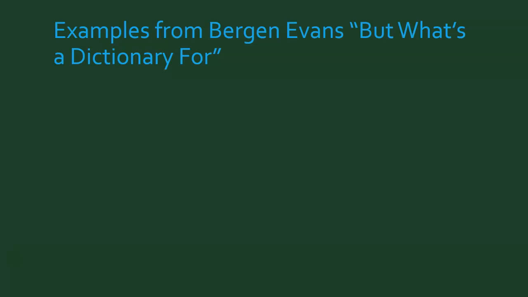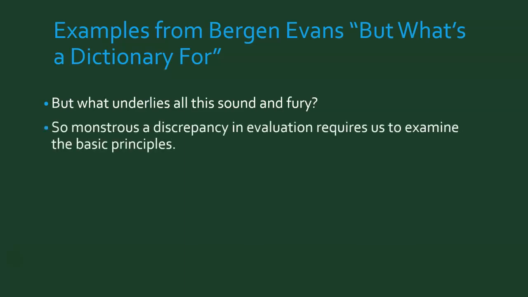So there's a couple of examples here from Bergen Evans' article "But What's a Dictionary For?" So if he has a sentence that's, "But what underlies all this sound and fury?" This is a question. So the first sentence of a paragraph, you are anticipating the answer to the question as the paragraph. But then, since the question is what underlies all this sound and fury, the previous paragraph would be about what comes behind it, whatever the sound and fury is.